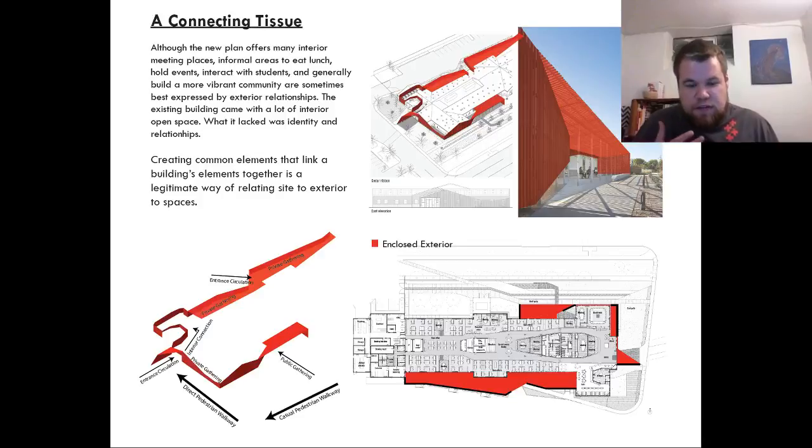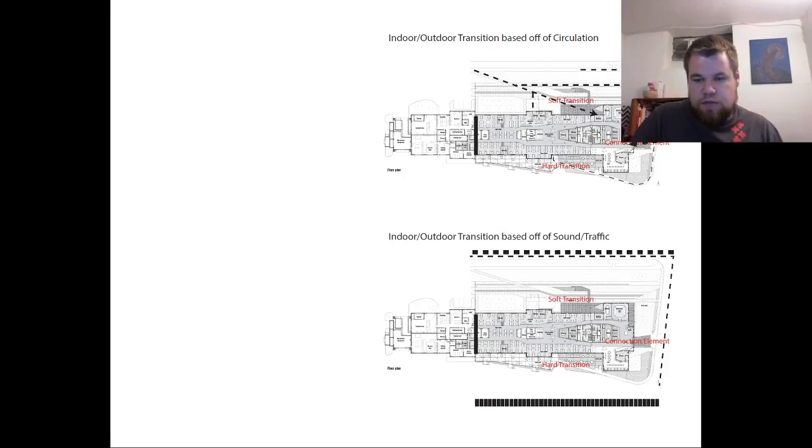So it's this kind of connecting tissue between different areas that's responding to a lot of different conditions around the site, such as circulation, such as sound and traffic, where are people coming from, where is traffic, where are people going to be parking and then going into it, where are the people that work there regularly going to end up. These are all kind of answered by the site contexts.